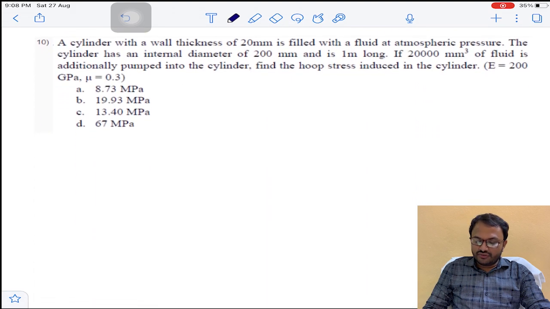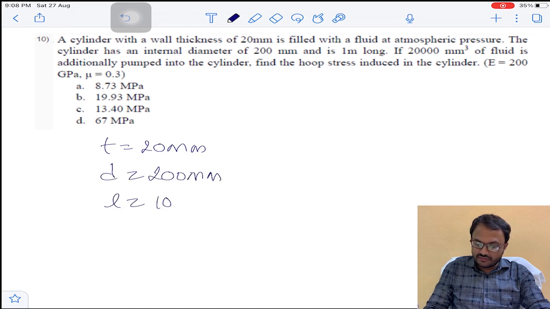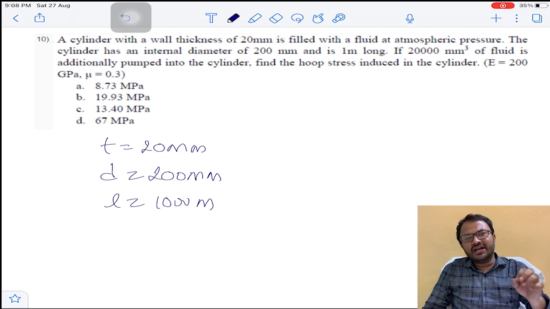And next, coming to a cylinder with a wall thickness T is equal to 20 mm, filled with a fluid at atmospheric pressure. The cylinder has an internal diameter D is equal to 200 mm and length L is equal to 1000 mm. If 20,000 mm cube of fluid is additionally pumped into the cylinder, find the hoop stress. That is, whenever we supply 20,000 mm cube, it will be the change in volume.